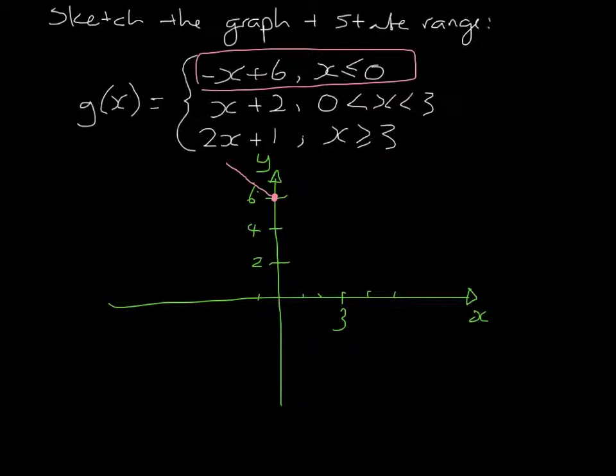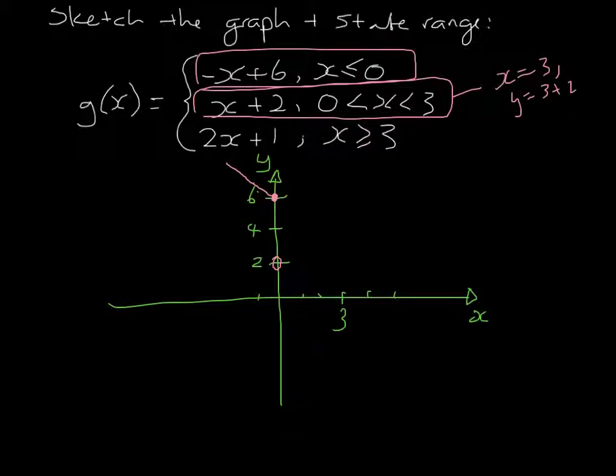Then for the second part of it, between 0 and 3, we have x plus 2. So when x is equal to 0, y is equal to 2. In this case here, it doesn't actually touch 2. It starts at 2. That's our limit. The other end of it, when we go to x equals 3, then y will equal 3 plus 2 from the equation, which equals 5. So at x equals 3, y will equal 5. It's the other end of it, so we'll just join that up with a straight line.